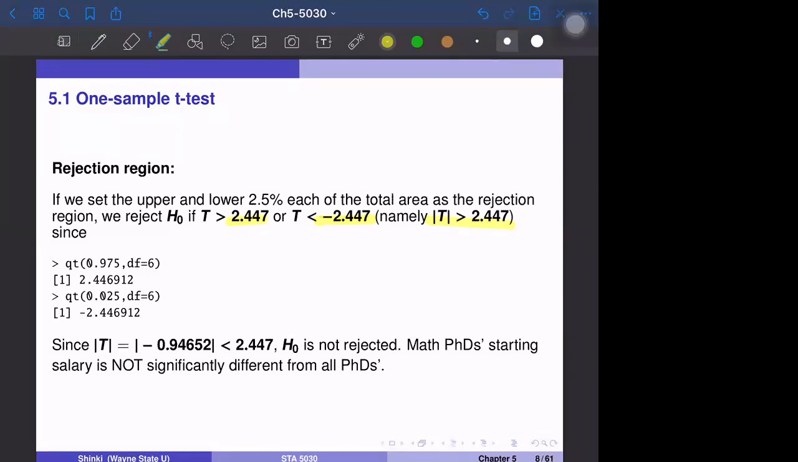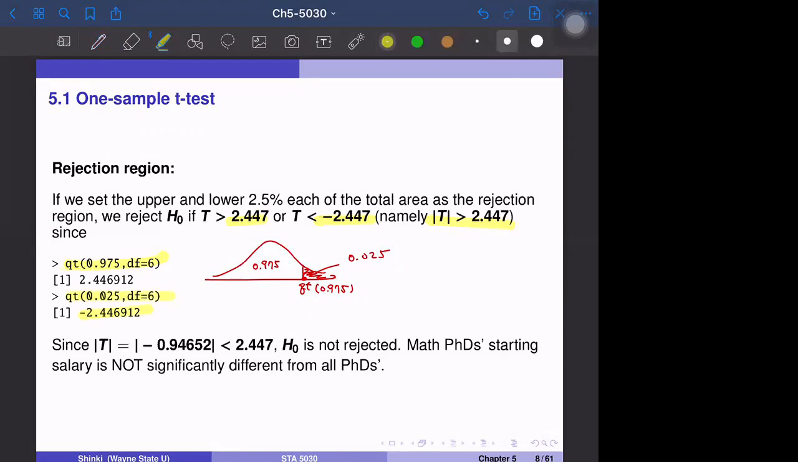So this threshold is obtained by this Qt function. Qt function means that the t such that the area below is 0.975, then we get this threshold value by Qt function. So actually this is 2.447. So this area is 2.5% or 0.025. And the other one is also the same.